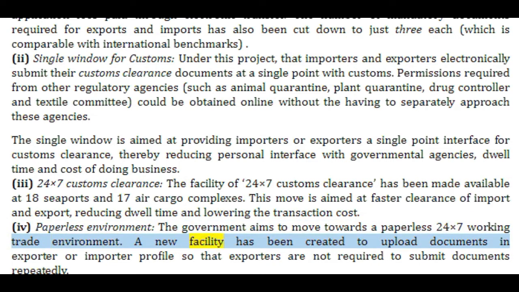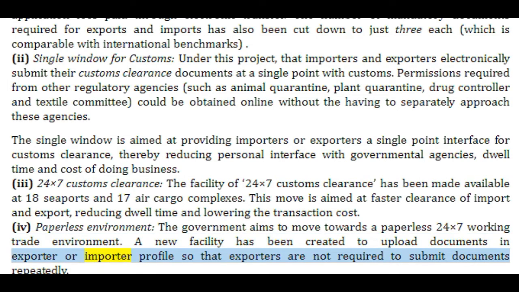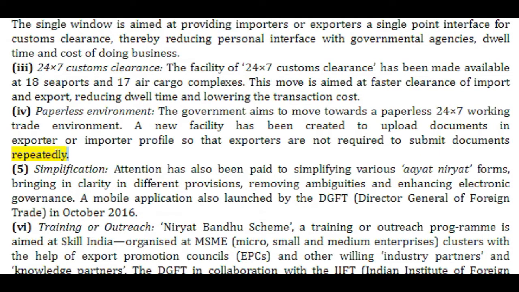A new facility has been created to upload documents in exporter or importer profile so that exporters are not required to submit documents repeatedly. 5. Simplification. Attention has also been paid to simplifying various Ayat Niryat forms, bringing in clarity in different provisions, removing ambiguities, and enhancing electronic governance.